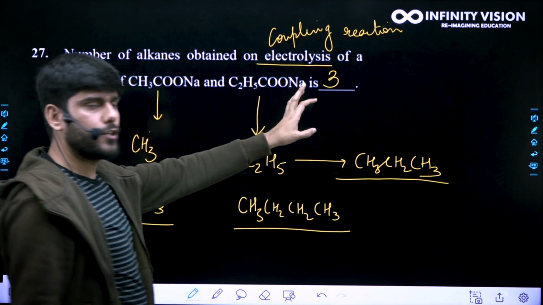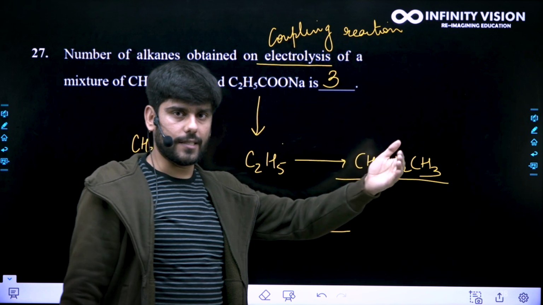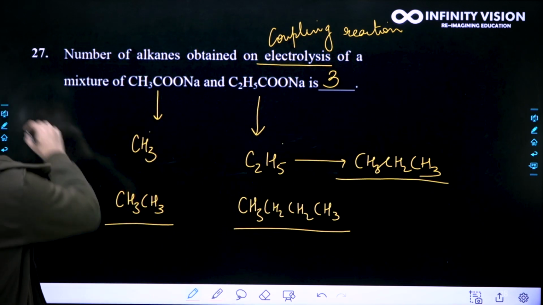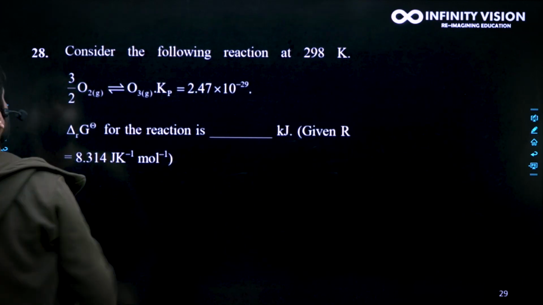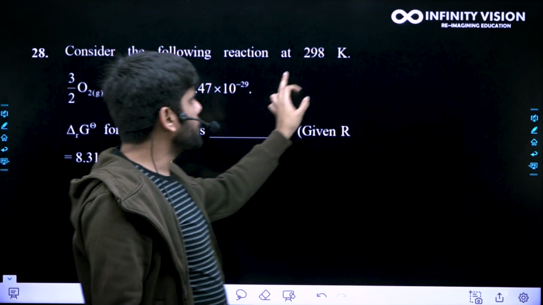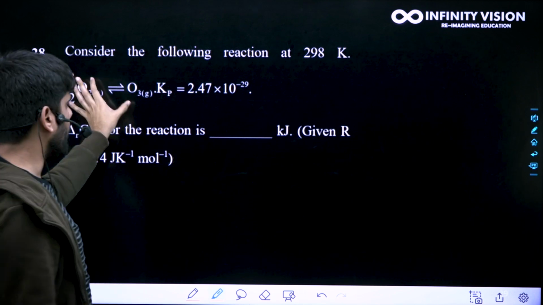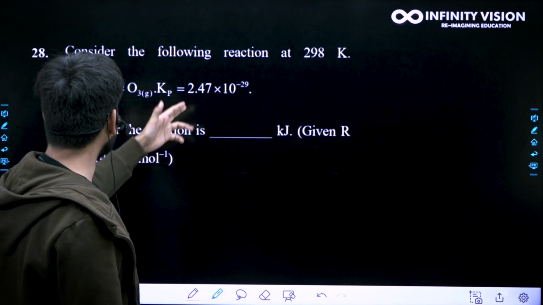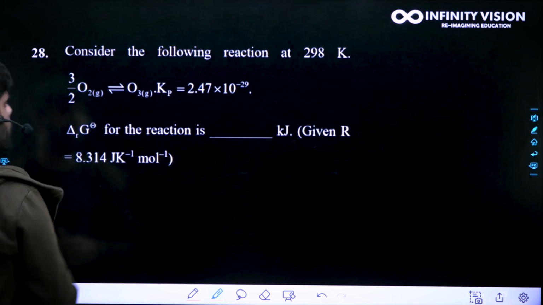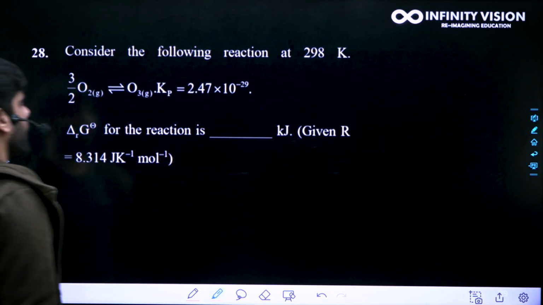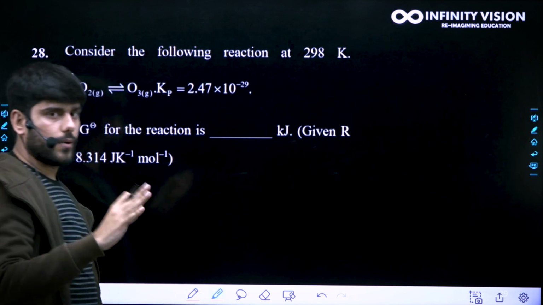It is a coupling reaction and it is Kolbe electrolysis, right? Okay, let us see the next question. Consider the following reaction at 298 Kelvin, this is the reaction. You are given the value of Kp, and what you are given is delta G naught for the reaction. All right. So there are a lot of calculations involved.